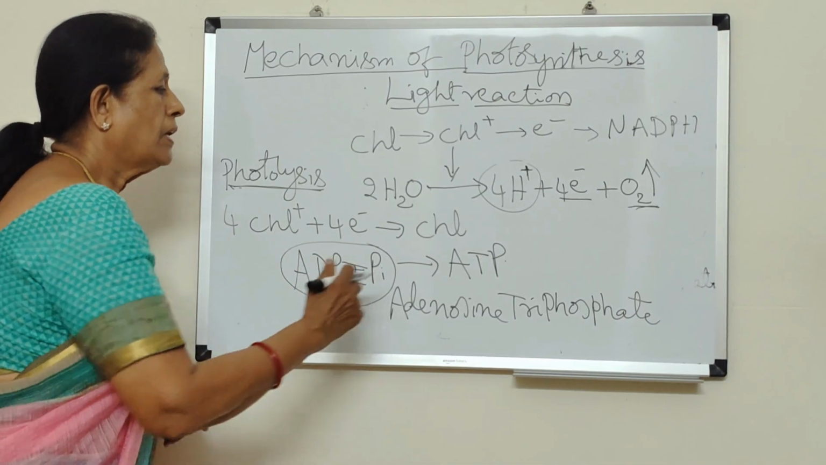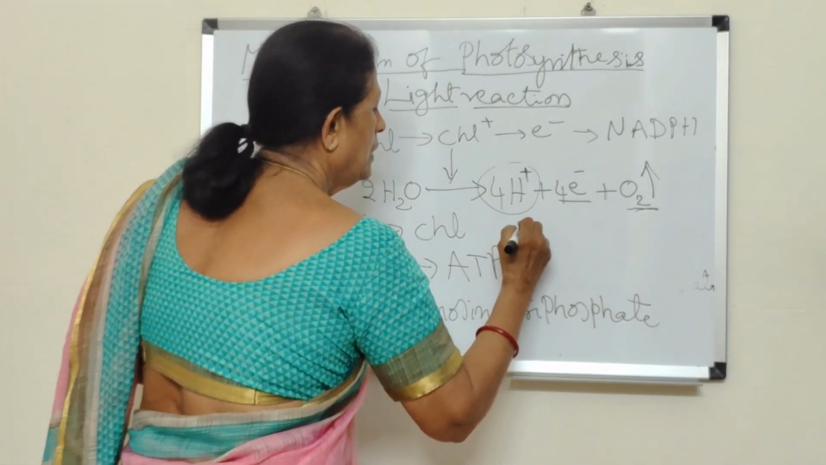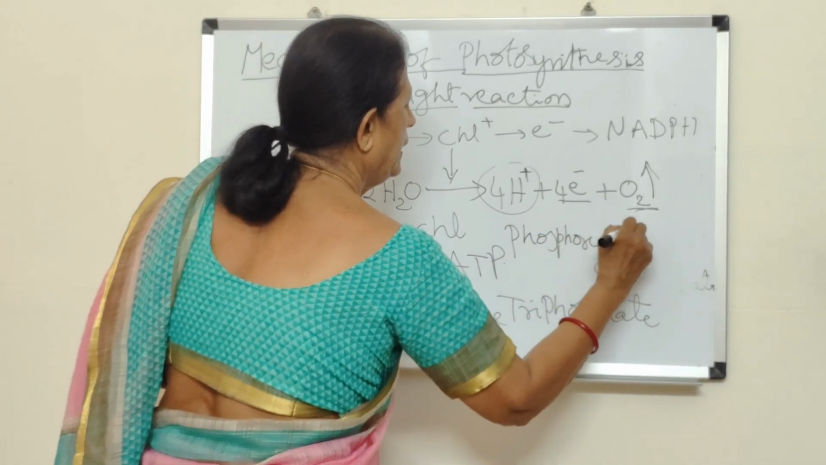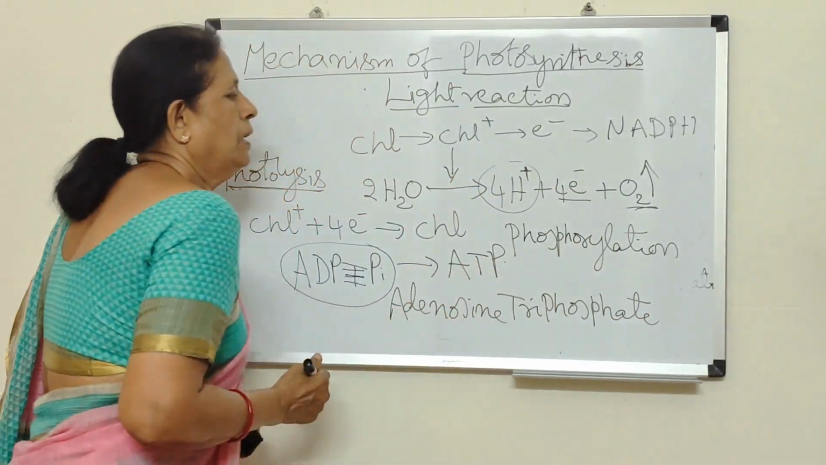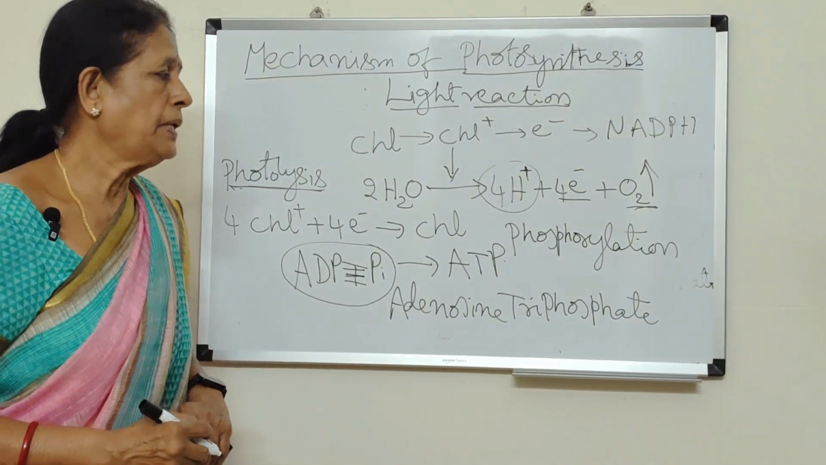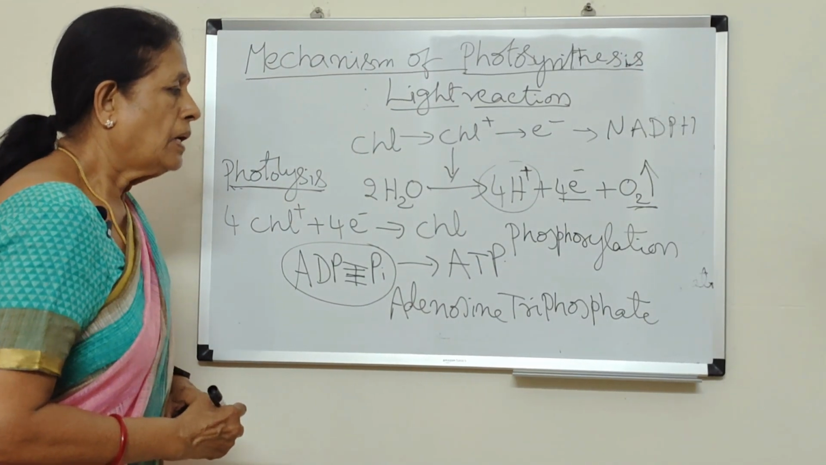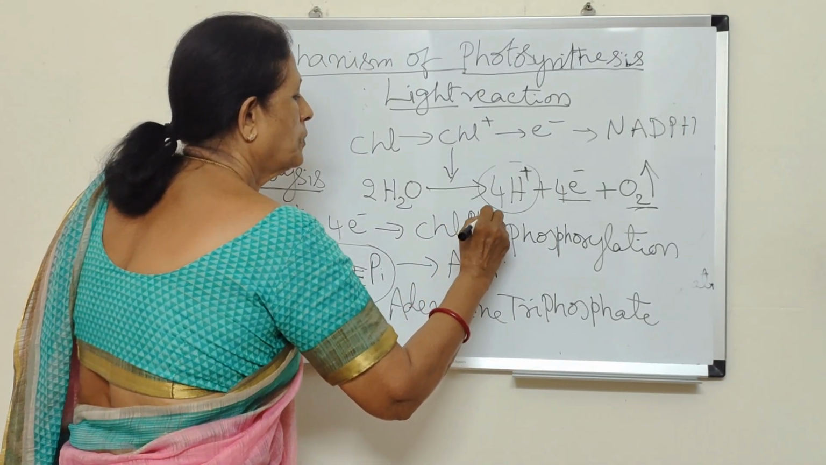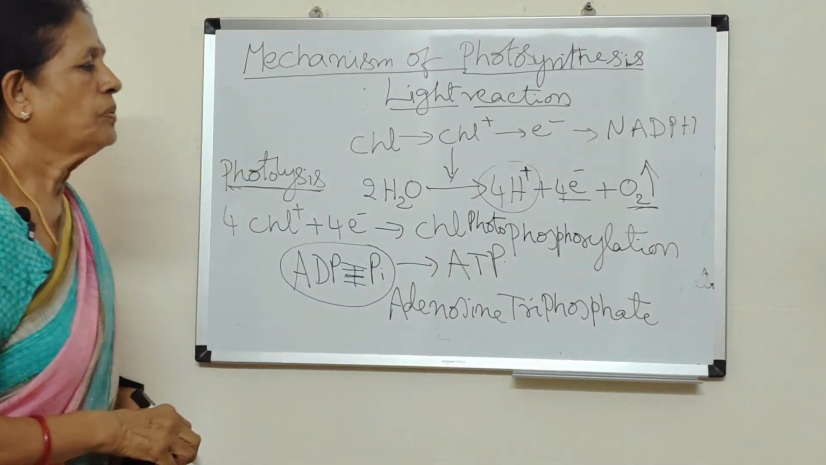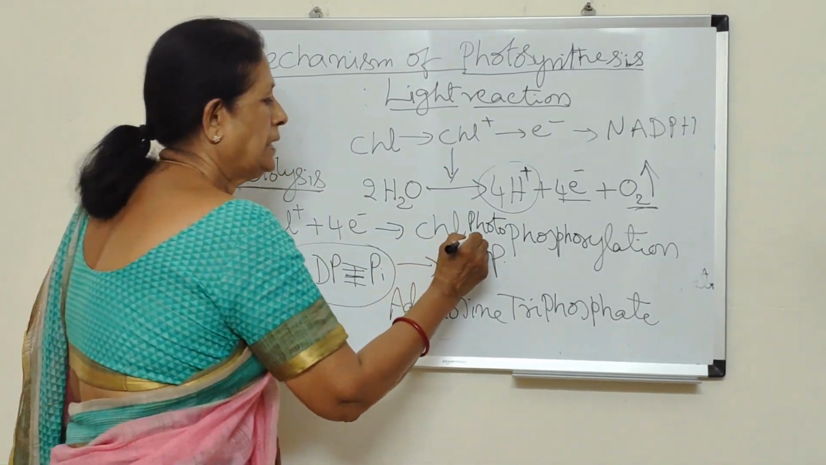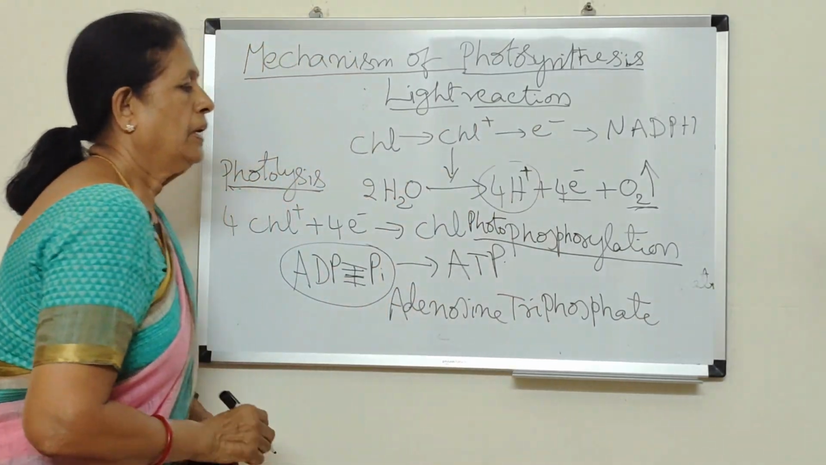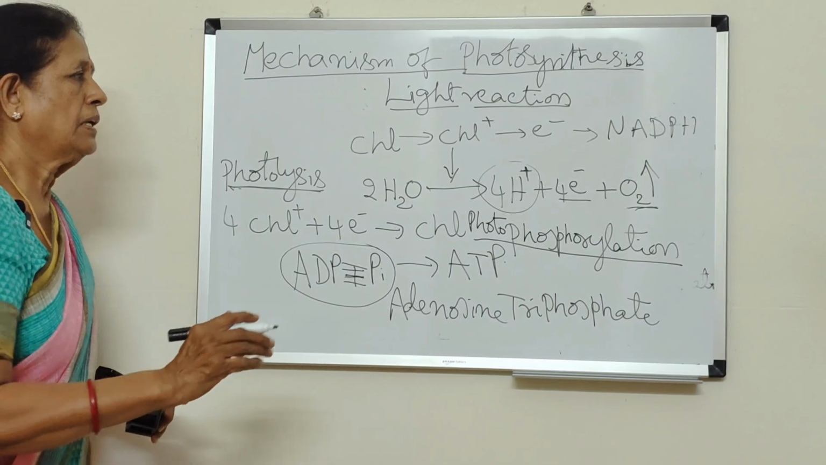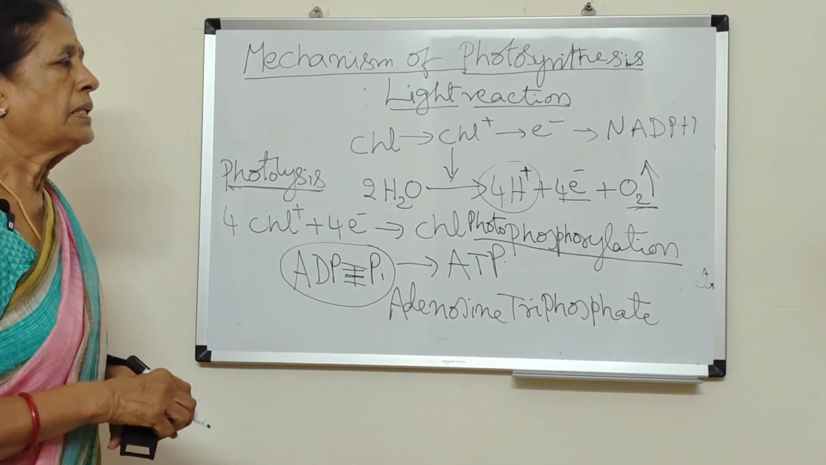In the same way, the formation of ATP is called phosphorylation. Because it is taking place in the presence of light, it is called photophosphorylation. Photophosphorylation, the formation of ATP in the presence of light, is called photophosphorylation. Do you understand? Now, if you see in the light reaction, what happens?